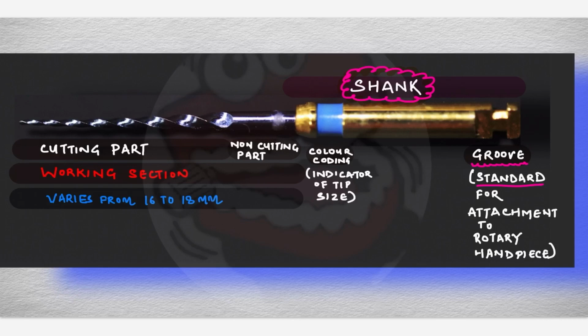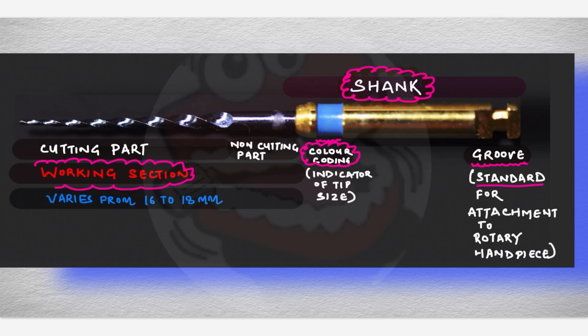Okay, the second thing over the shank that we see is the color coding. You see over here this blue color; there are different color codings. This color coding is the indicator of the tip size of the file. For example, blue, as we have studied in our ISO standardization of colors, and the white file is referred to as a 50 number or 45 number. So on these types of things we get the color coding of the file, and it is an indicator of tip size.